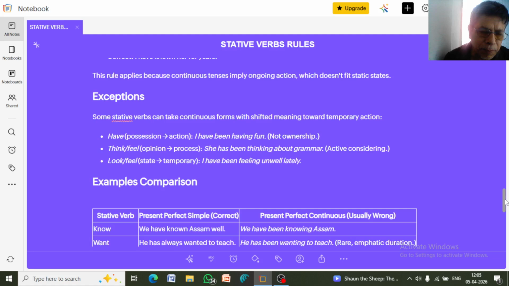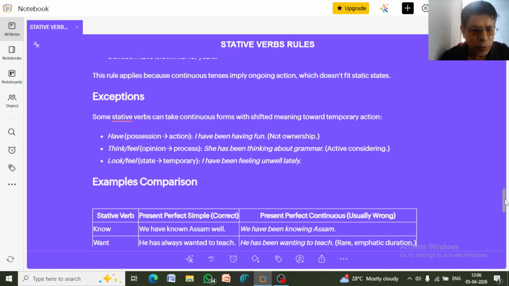Now, there is an exception to this rule. Some stative verbs can take continuous forms with shifted meaning towards temporary action. Now, have, when it means possession, that is becoming the owner of something, possessing something. In this case, it acts like an action verb. Therefore, it can be used in continuous form. The example is, I have been having fun. Not ownership here, it means I was enjoying fun. Here having fun means enjoying fun.